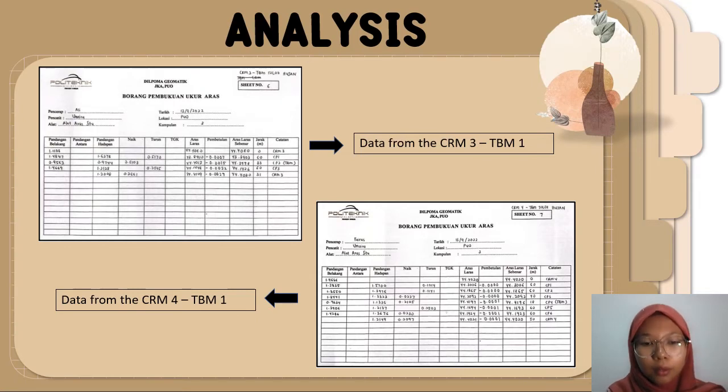And next, we continue to analyze the data from CRM3 to TBM1, like TBM Tolok Hujan, and data from CRM4 to TBM1 to get another loop. The data given is already closed when we do the work, the project work.